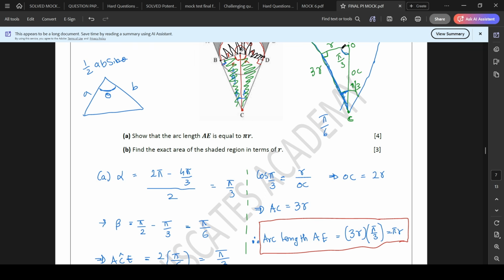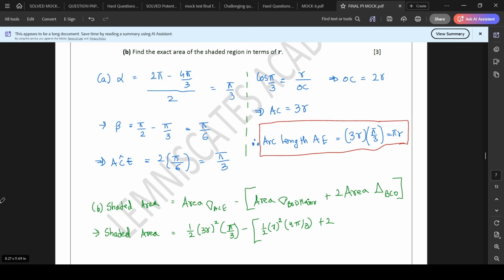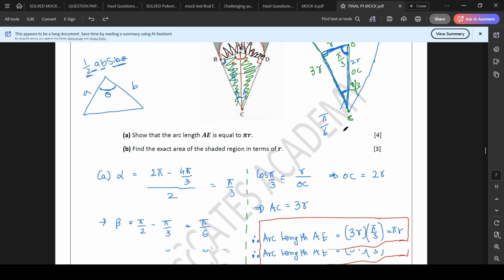Now, because I know that this angle is pi by 3, I also know the lengths enclosing the pi by 3 are 2r and r. So I'll use half into r into 2r into sine of pi by 3. So this is half into AB. One side was r, the other side was 2r, half AB, and then sine theta. What was theta? It was pi by 3 if I'm not wrong. Let me check. Yeah, it was pi by 3.